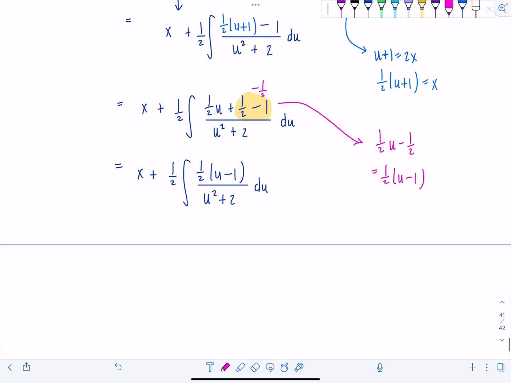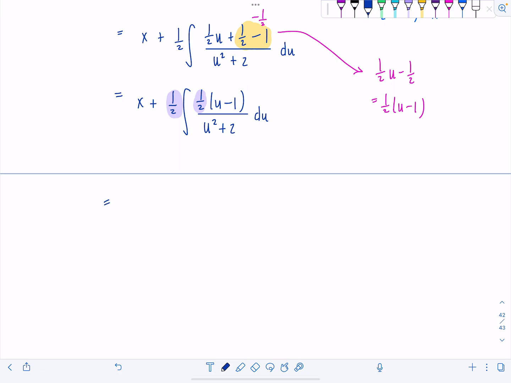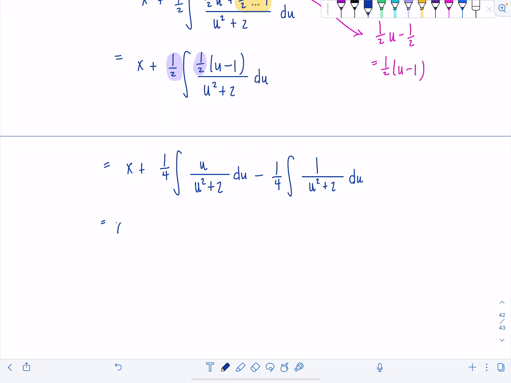Okay, very good. Now, this constant wants to hang out with its other constant friend outside, so let's let them be together. So we've got x plus 1/4 integral. Now what am I going to do? I'm going to split the two terms. We have u over u squared plus 2 du minus 1/4 integral 1 over u squared plus 2 du. Each of these we're going to tackle separately. Are you ready? Great. Okay.